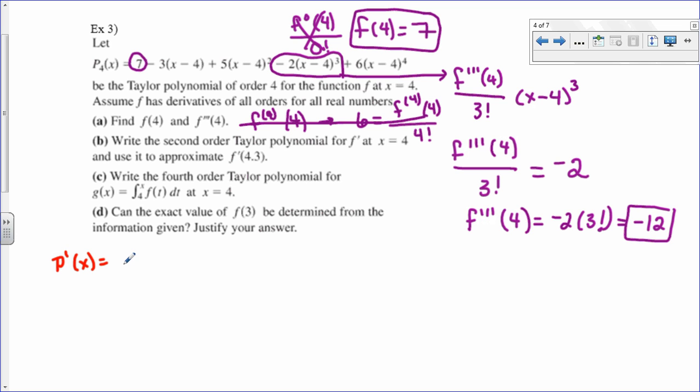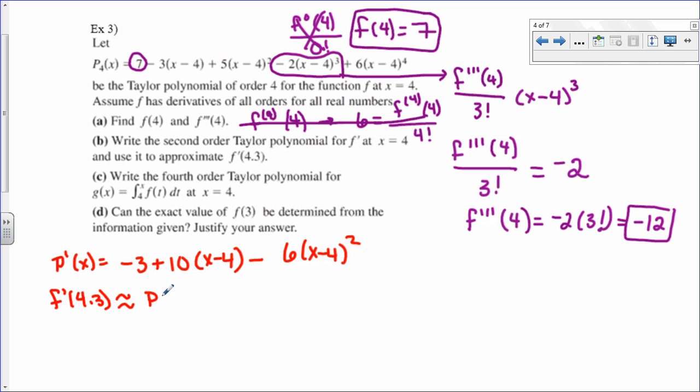and take the derivative. So that's going to be negative 3 plus 10 times (x minus 4) to the first, bring down the 2. Then minus 6 times (x minus 4) squared. And they want the second order, so I stop there. There's the second order Taylor polynomial at x equals 4. And I'm supposed to use it to approximate f prime of 4.3. So f prime of 4.3 is approximately p prime of 4.3, which is equal to negative 3 plus 10 times 0.3 minus 6 times 0.3 squared.